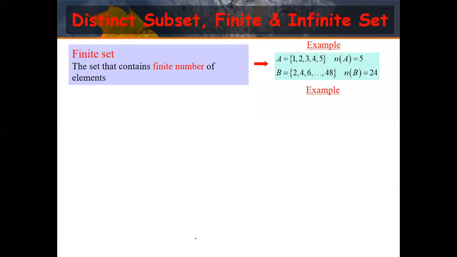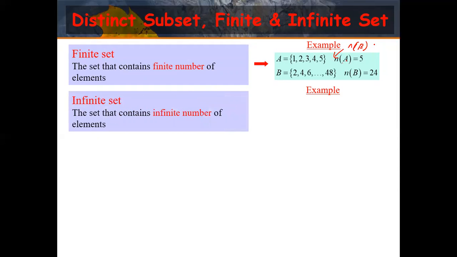Set A 1, 2, 3, 5. So n(A), n maksudnya number of elements of set A. n stands for number of elements. Kalau B, number of elements of set B. So for A, 4. B, you have 2, 4, 6, 8 until 48, so the number of elements of set B is 24. That is a finite set.